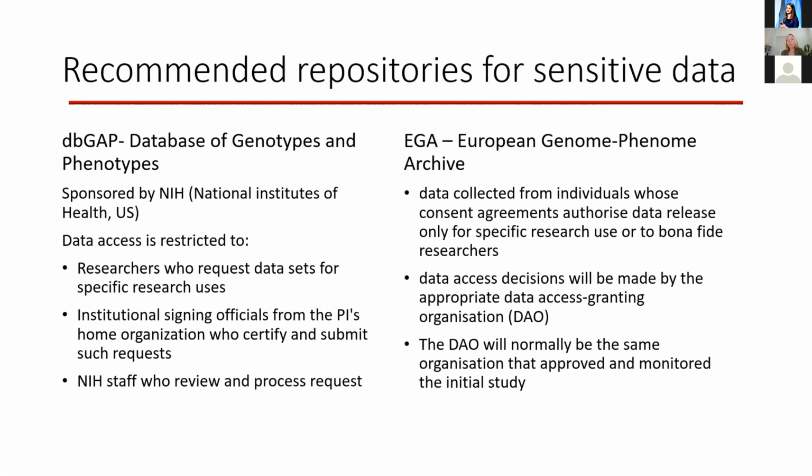EGA is the European Genome Archive. It contains data collected from individuals whose consent agreements authorize data release only for specific research use or to bona fide researchers. Data access decisions will be made by the appropriate data access granting organization. This organization will normally be the same organization that approved and monitored the initial study.